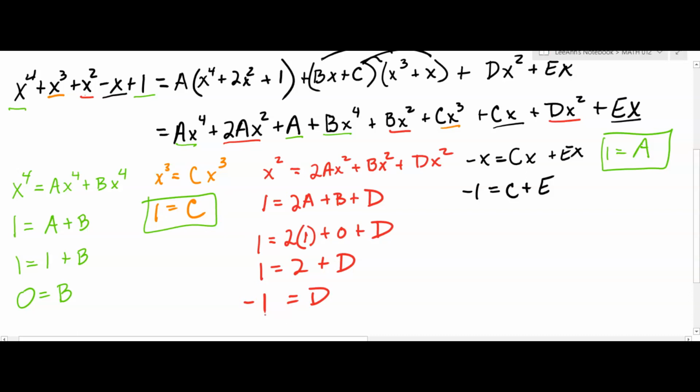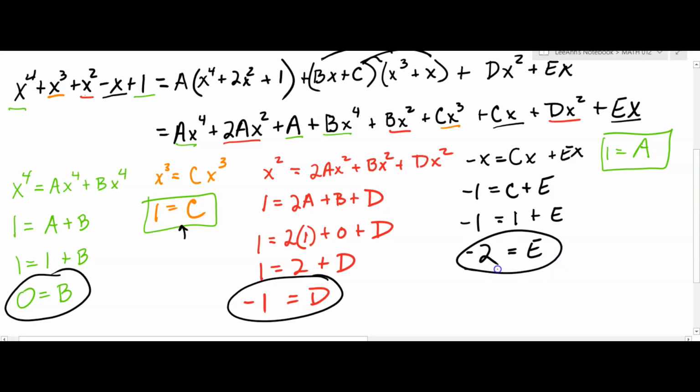I think that's all I've got there. And then the last one. So I've got negative 1 equals C. I know C. 1 plus E. So E equals negative 2. So I've got all these pieces of the puzzle that I've figured out.